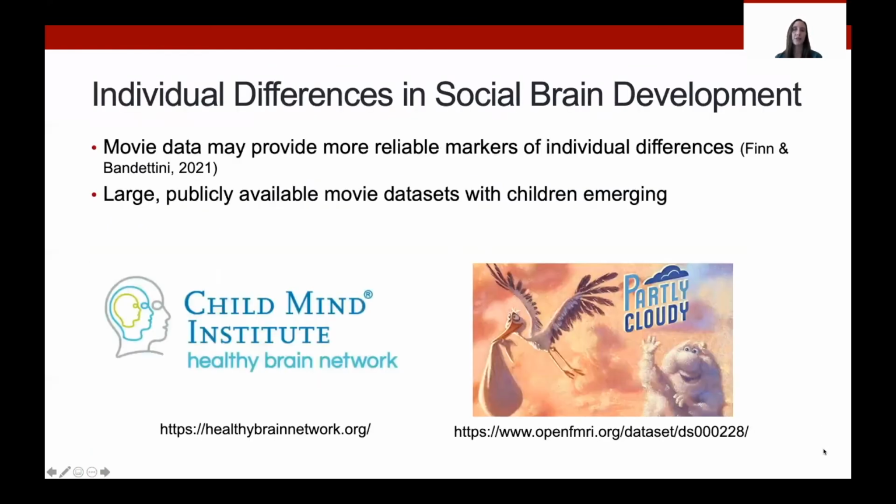But recent work has demonstrated that movie stimuli really offer an excellent opportunity to look at individual differences, given that they may provide more reliable markers and are easier to collect from large samples, particularly easier for children. And conveniently, there are now several publicly available developmental data sets of movie viewing with much larger samples, in which examination of individual differences can be leveraged for a more robust analysis. In particular, here I'm just highlighting data from the Healthy Brain Network of the Child Mind Institute, as well as Partly Cloudy, which is work done by Rebecca Saxe and Hilary Richardson and colleagues.